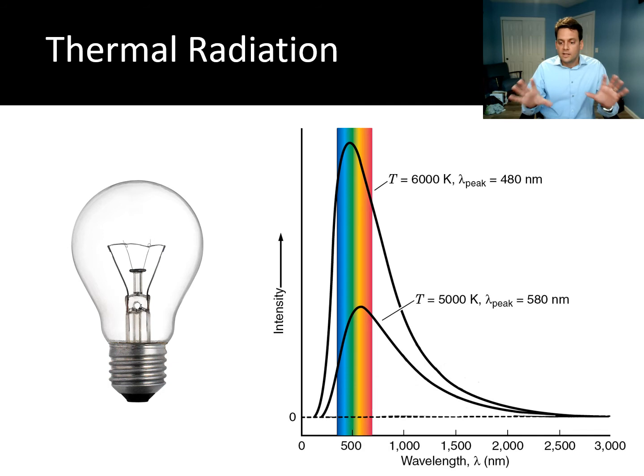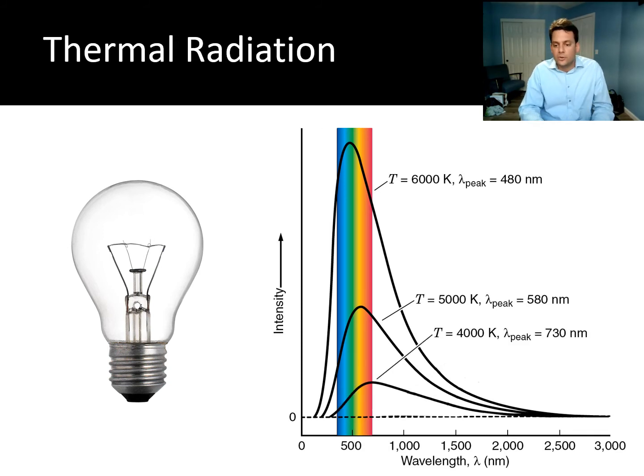Again, we'll see this over and over, but keep in mind, as you drop the temperature, there are two main things that happen. One is that the total intensity falls by a lot, and the second is that the peak of that spectrum shifts out to larger wavelengths. If we bring it down another 1,000 Kelvin, the intensity drops even more, and the wavelength shifts out even farther. In this particular case, at 4,000 Kelvin, the peak wavelength is at 730 nanometers, which is right on the edge of the visible spectrum.